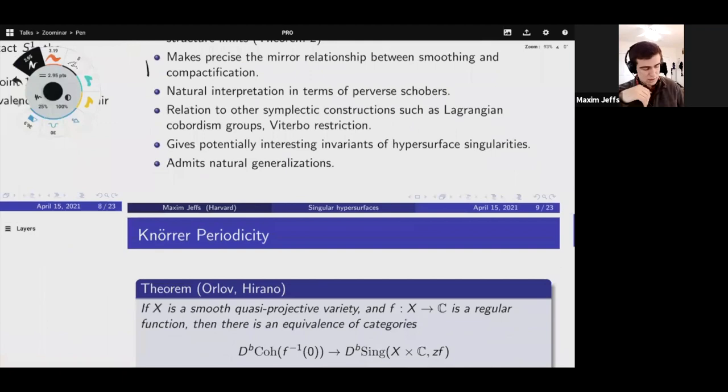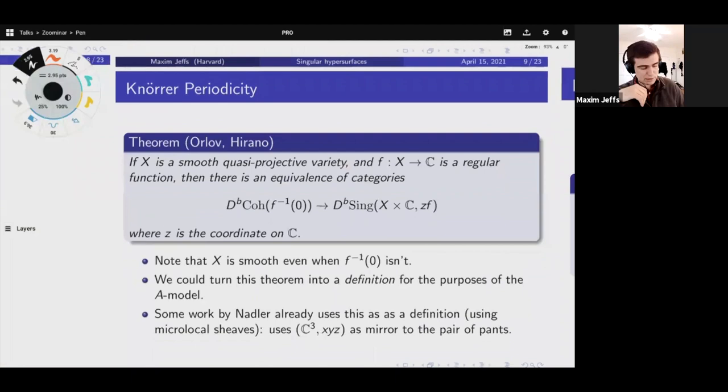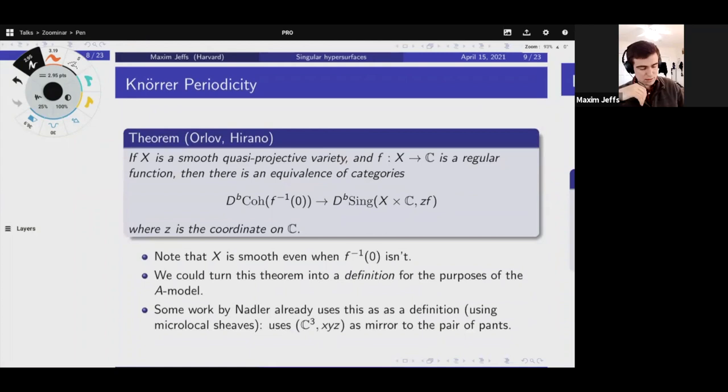So the first one is an analog of the Knörrer periodicity theorem. So for derived categories of coherent sheaves, there's this theorem of Orlov. If X is some variety and F is a regular function, then there's an equivalence between the derived category of coherent sheaves on this hypersurface and the derived category of singularities, matrix factorizations, on X times C with potential given by zF, where z is the coordinate on C. So the important feature of this is that X times C is smooth even when F inverse of zero isn't. So this could potentially be a singular hypersurface, whereas this is a regular function on a smooth variety.